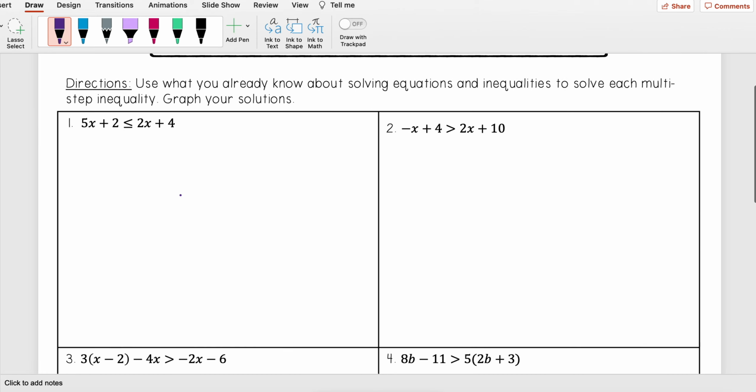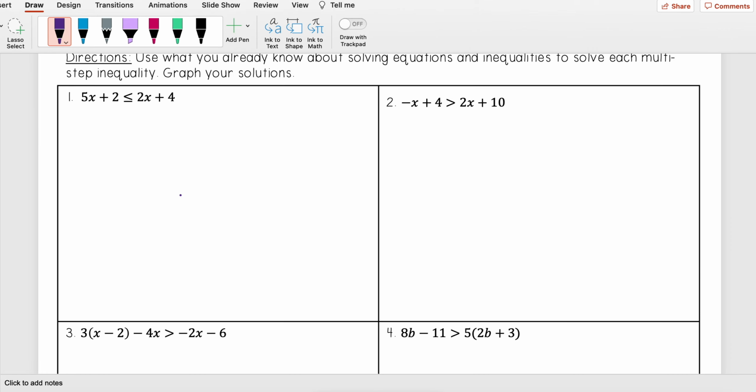So looking at number 1, I have 5x plus 2 is less than or equal to 2x plus 4. So my first step when I am solving this is I want to get all of my x's on one side. And I like to go ahead and move my smaller x so I can not deal with negative numbers. So I want to subtract 2x from both sides. So 5x minus 2x, I get 3x plus 2 is less than or equal to 4. Next I'll subtract 2 from both sides.